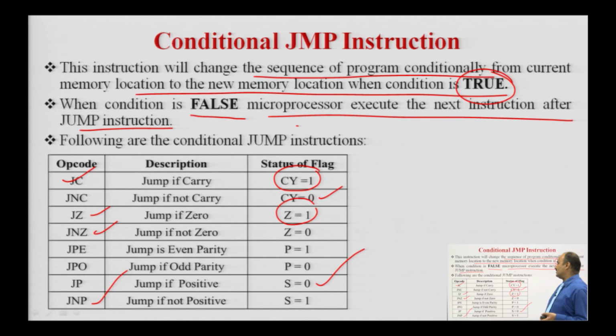So, these are the conditional jump instructions. Each time the microprocessor will check whether the condition is true or false, depending upon the status of the flags: whether the carry flag is set or reset, whether the zero flag is set or reset, the parity flag is set or reset, the sign flag is set or reset. According to this, when the condition is true, the processor will transfer the control from the current memory location to the new memory location, and when the condition is false, the processor will execute the next instruction. So, these are the examples of the conditional jump instructions.